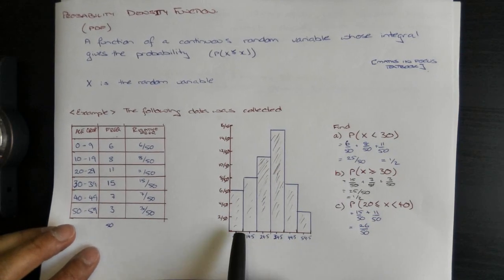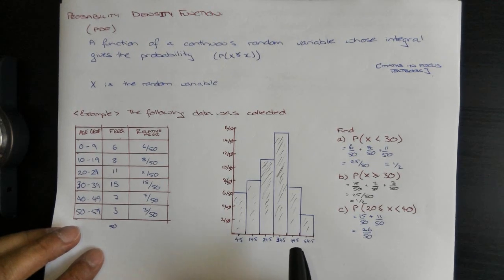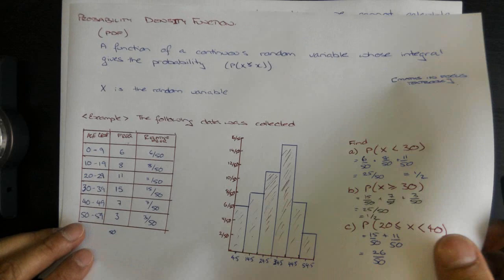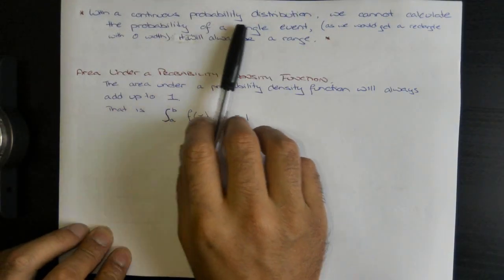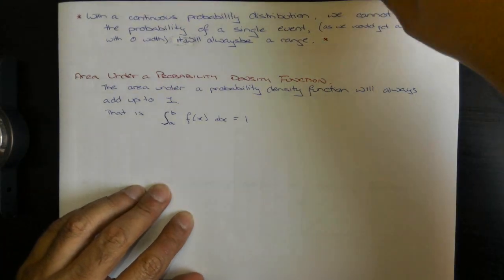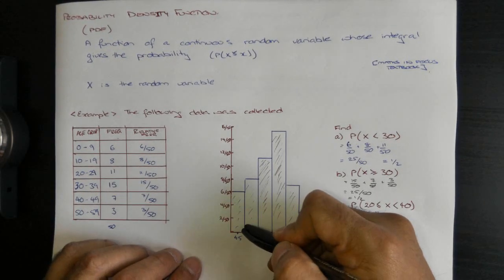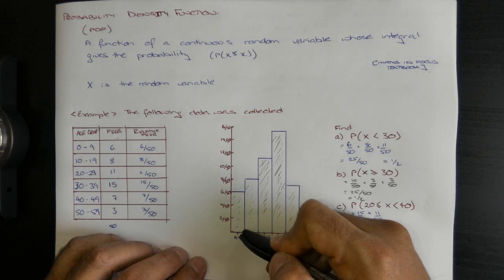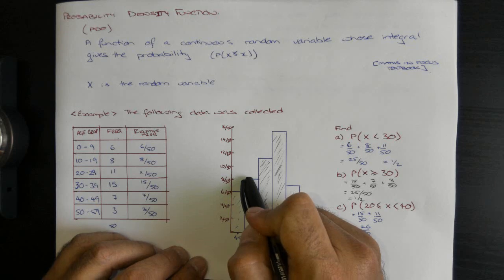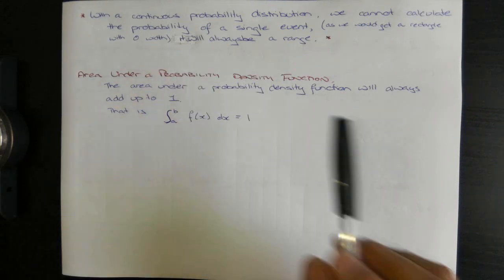Here I'm limited to what my group sizes are. But if I wanted to find something like the ages from 15 to 23, having that curve, I can find out more information. With a continuous probability distribution, you can't calculate the probability of a single event, such as age group 11, because you'd have a group with a width of 0, and 0 times whatever height would be 0. That doesn't work, but you can always do it when you have a range. There will always be a range.